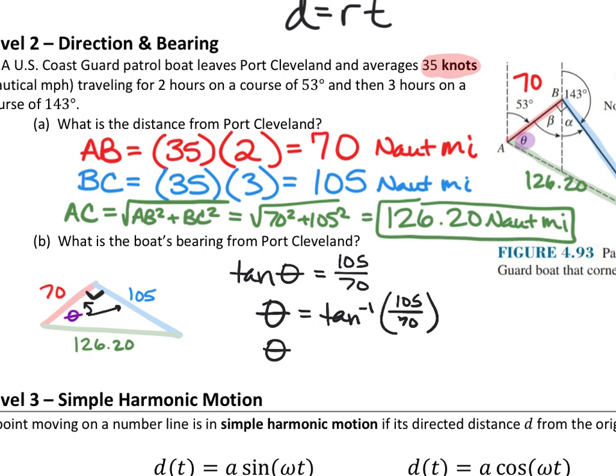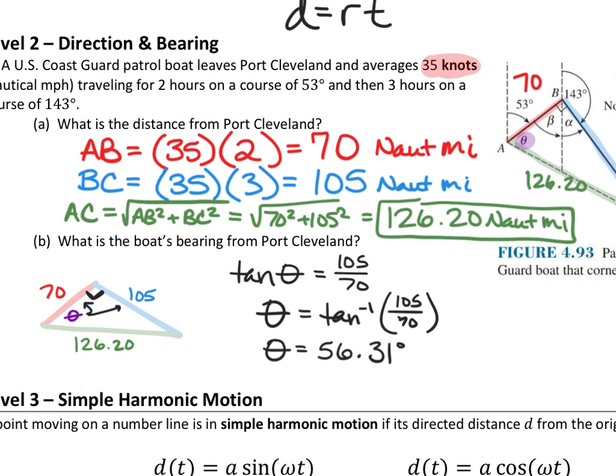We get that angle theta is what? 56.31 degrees. Wait, I got 0.98. Wait, what am I doing? Inverse tangent of 105 divided by 70. Yeah, that's right. So we found theta.